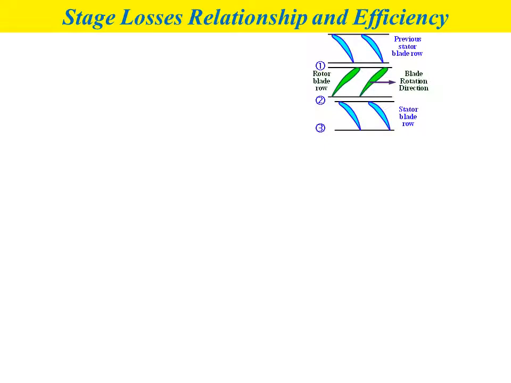The schematic diagram shows the arrangement of blade rows. So we have the previous stator blade rows, rotor blade rows, and also stator blade rows, where condition number 1 is the inlet of the rotor, condition number 2 is the outlet of the rotor or inlet of the stator, and condition number 3 represents the outlet of the stator.